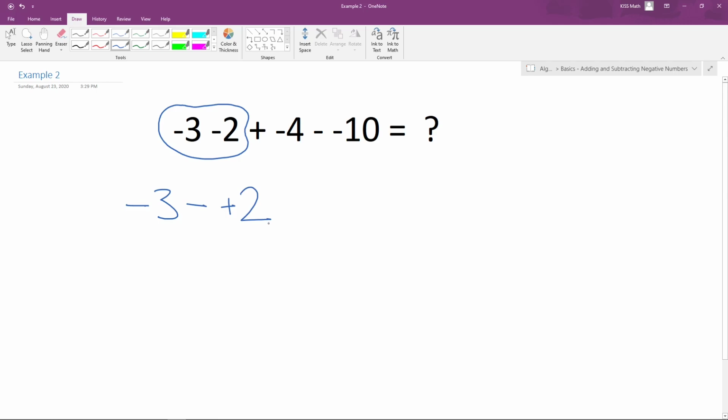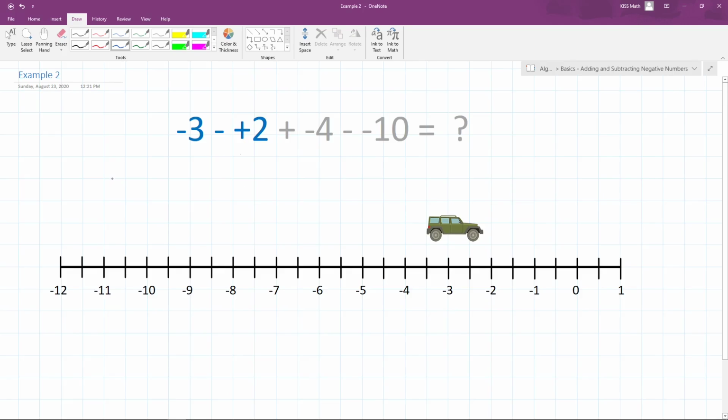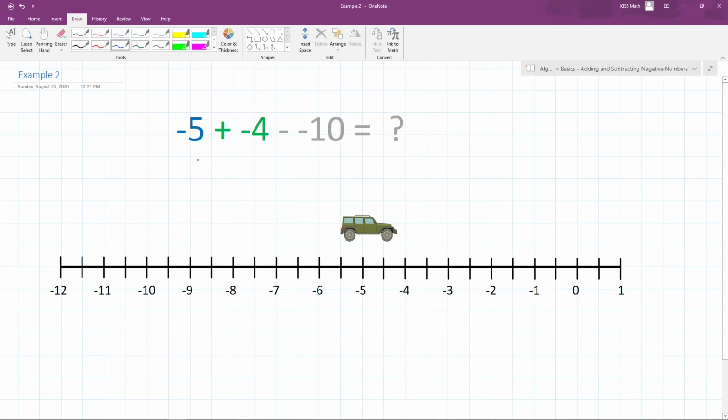And we can use our car visualization again. So we are starting at -3. The car is in reverse mode because we're subtracting. The sign next to the number is positive, so the car is facing in the right or positive direction. And we'll be moving 2 steps. So if we move 2 steps backwards, we'll end up at -5. And so this component here is equal to -5. So now we're at -5.